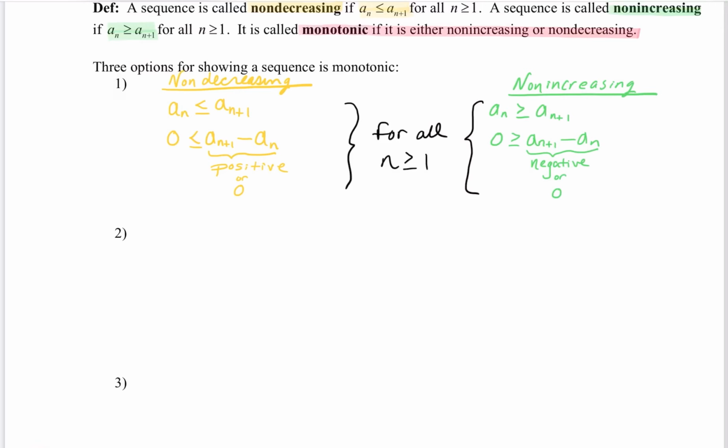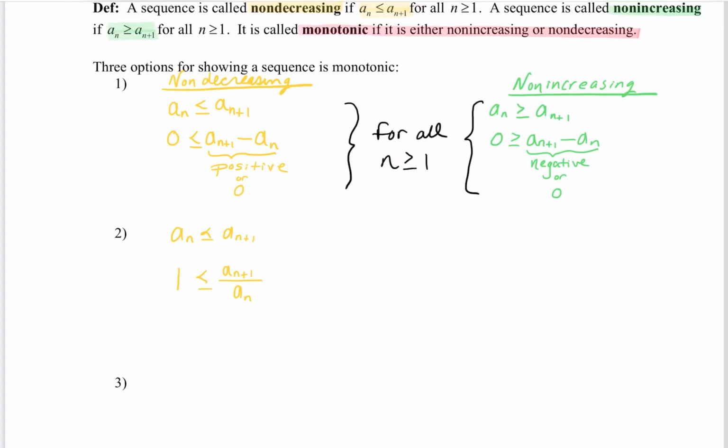All right, so what else? How else could we do this? Well, instead of subtracting the a sub n, what happens if we divided by it? If I divide both sides by a sub n, let's just think about that, then I would have 1 on the left being less than or equal to a sub n plus 1 divided by a sub n.